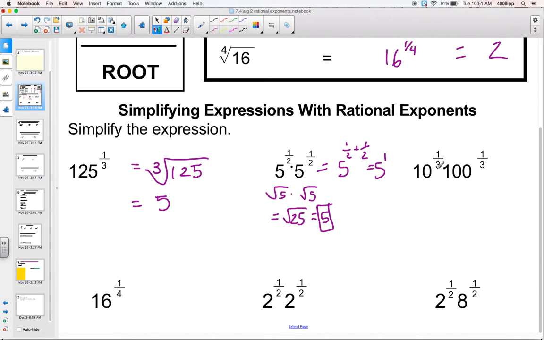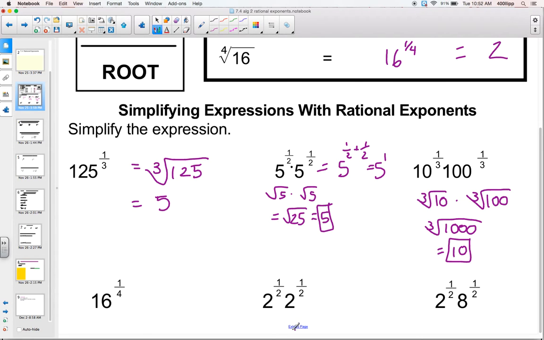Okay, this one here, 1 over 3, or power over root. Your power is a 1, your root is a 3. This is the cube root of 10 times the cube root of 100. So if they're both underneath a cube root, we can multiply the radicands. 10 times 100 is 1,000. And the cube root of 1,000 is 10. So for this kind, if we have the same exponent, then you can multiply the bases and keep the exponent.